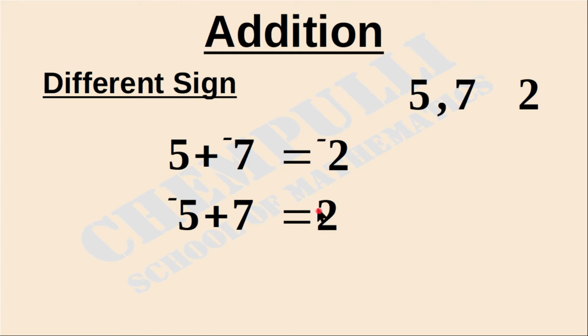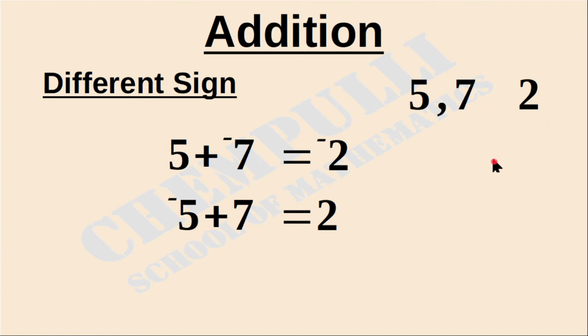Okay, then here different sign. In the different sign case, the first thing is you have to take the numbers without sign. Then find the difference of those two numbers. Okay, then after that, write the difference, that we got here, 2.